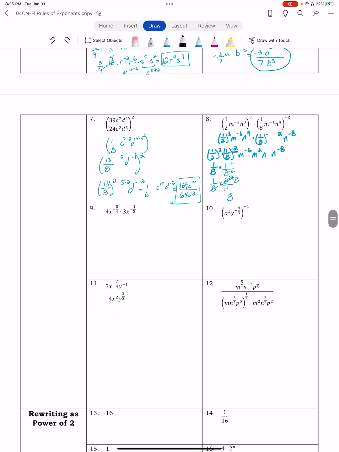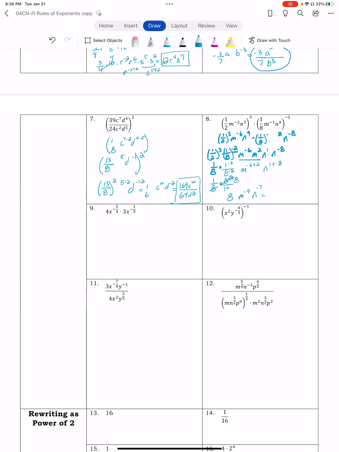Okay, there we go. Sorry, that was a little snafu. So this right here is 8. The rest of this, so then I have the m to the 6, that's going to be m to the negative 6 plus 2. So this is going to be m to the negative 4. And then we have, remember that's n to the 1st, so it's n to the 1 plus negative 8. So that's going to be n to the negative 7.